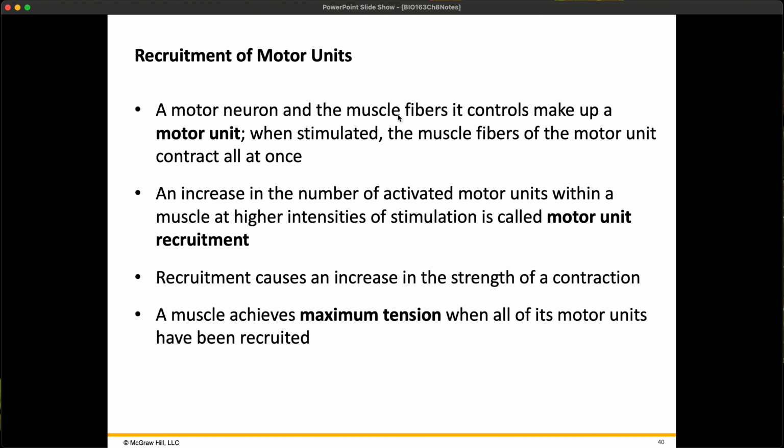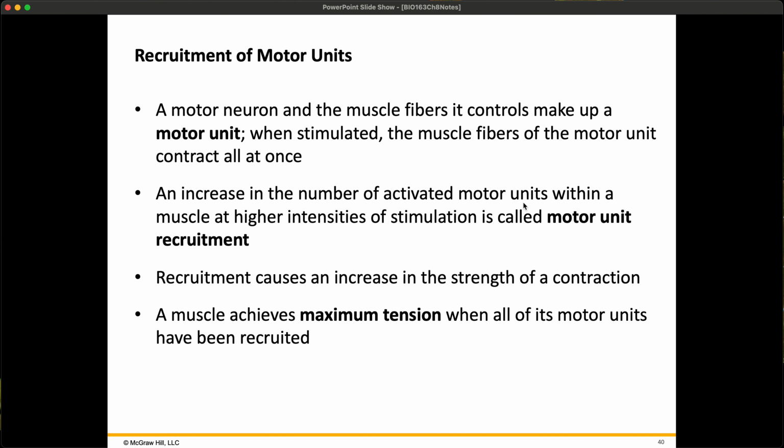It really depends on where in the body you're talking about, how many muscle fibers will be in a motor unit. If we're talking about your eyes, that's such delicate, fine movement, the motor units are really small. Your motor neuron might only be stimulating 10 muscle fibers. But if we talk about your hamstrings or your leg muscles, you might have one motor neuron stimulating 1,000 muscle fibers because very fine control is not needed. So just think of that, a motor unit is a motor neuron and its muscle fibers.